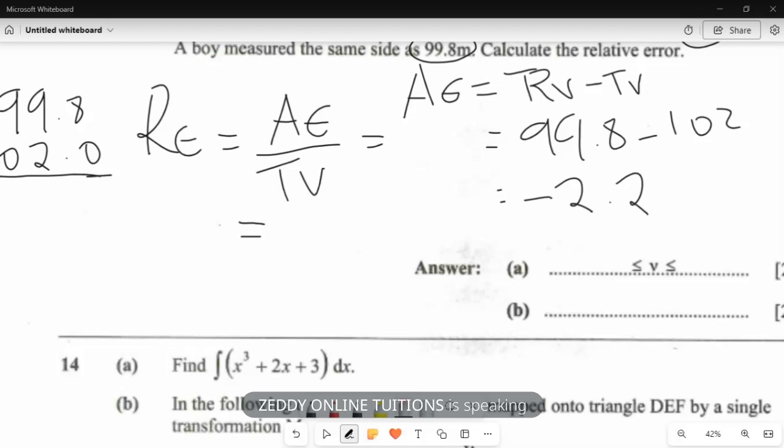I think don't ignore it. Put it, because this absolute error can either be negative or positive.